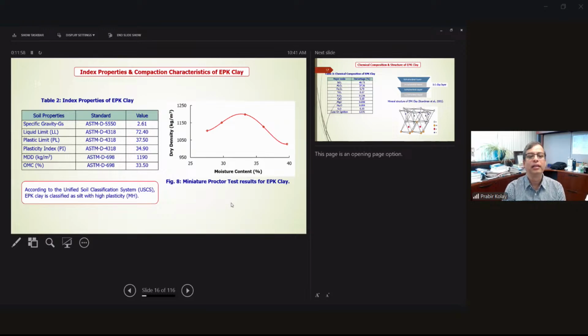These are the properties of the EPK clay. The specific gravity is 2.61. Liquid limit is 72.7, plasticity index is 34.9. Maximum dry density is 1109 kg per meter cube. And the optimum moisture content is 33%. It's quite high. So as per USCS classification, this is treated as high plasticity silt.